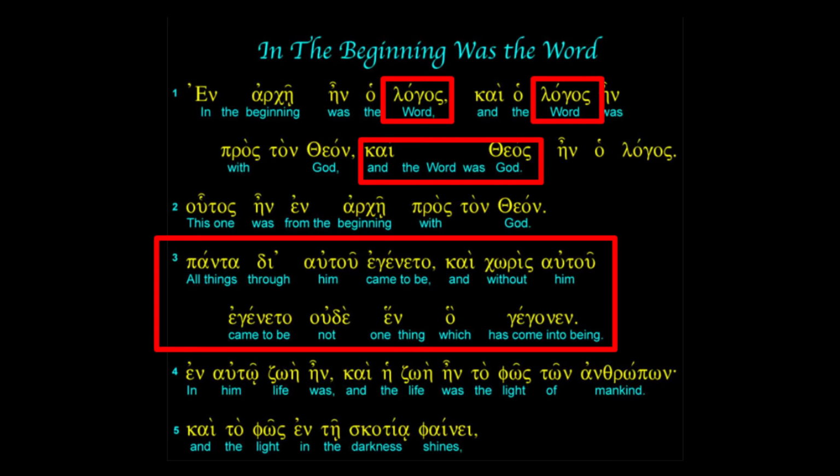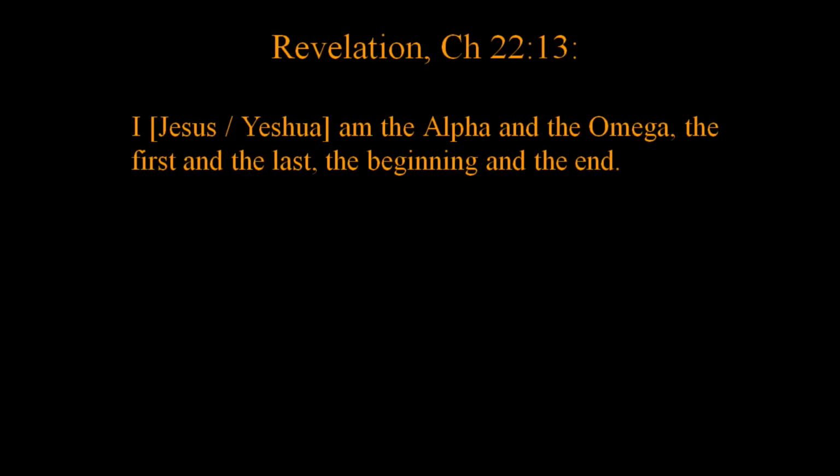John is pointing out that this sign is Yeshua, and his mark is that of the cross, the original Proto-Sinaitic version of the letter Tav. If you need further evidence that this is what John was thinking, he reinforces this very directly when in the book of Revelation he writes this. Revelation chapter 22 verse 13. I, Yeshua, am the Alpha and the Omega, the first and the last, the beginning and the end.